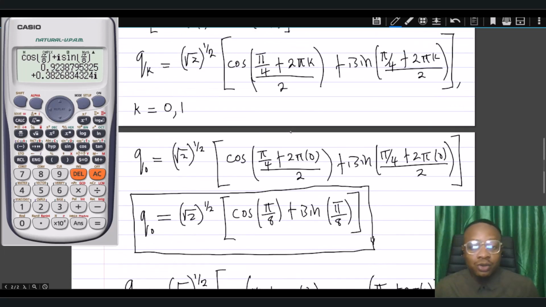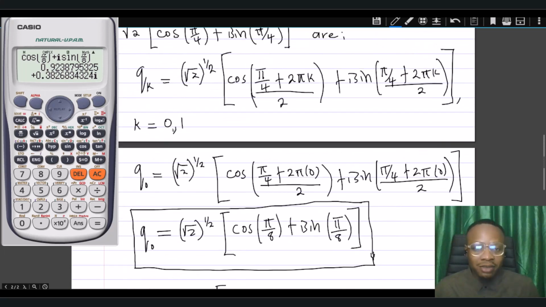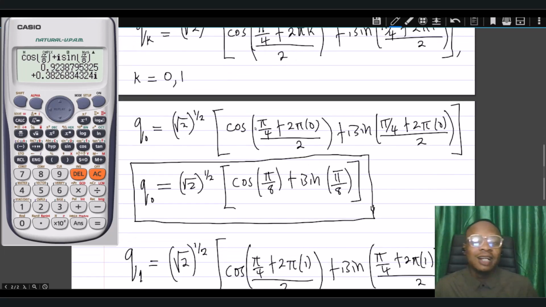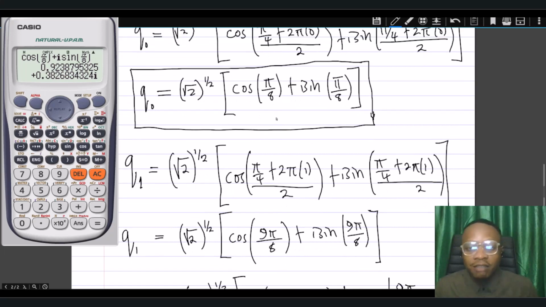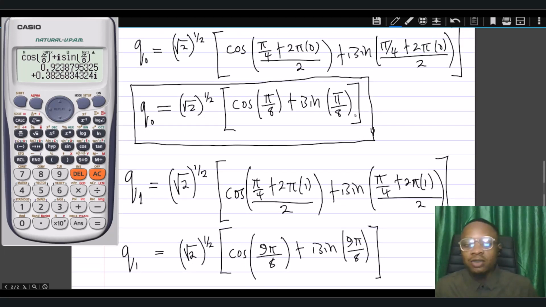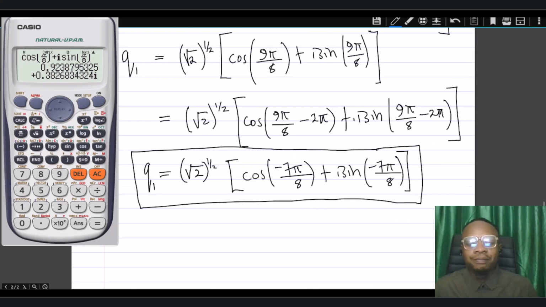So if you substitute 2, you will just be coming back to this. So you will have only 2 unique results. If you substitute 3, it will come back to what you had for 1. If you substitute 4, it will come back to what you have for 0. Substitute 5, it will come back to what you have for 1. And so on and so forth. That is why we just use k from 0 to n minus 1. So it gives us all the distinct roots of the complex number. So these are the roots of the given complex number.